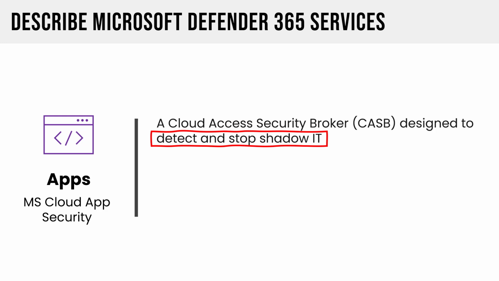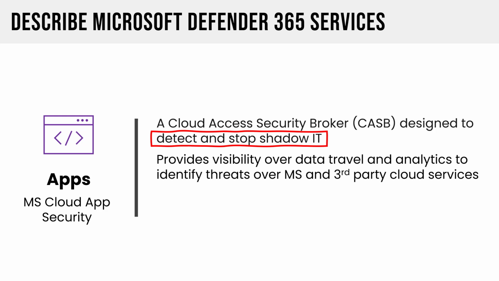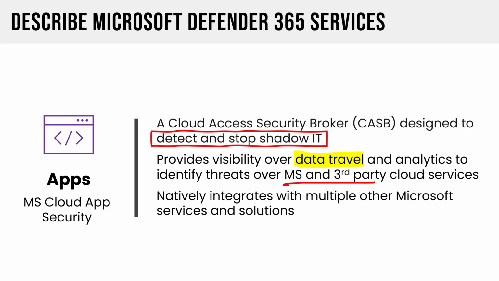So if you see the phrase shadow IT, the answer is Microsoft Cloud App Security, full stop. Now this provides visibility over data travel and analytics to identify threats not only over Microsoft services but third-party cloud services. So we can connect MCAS to third-party storage providers like Box and Dropbox. We can connect MCAS to other clouds like AWS, for example. But it natively integrates with not only multiple Microsoft services and solutions, but third parties. And remember the key phrase, shadow IT.